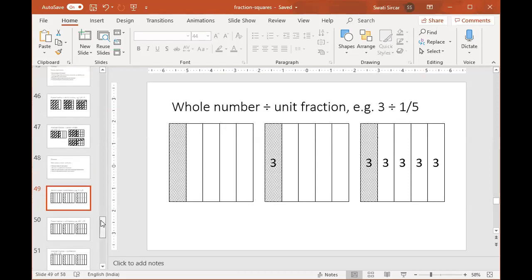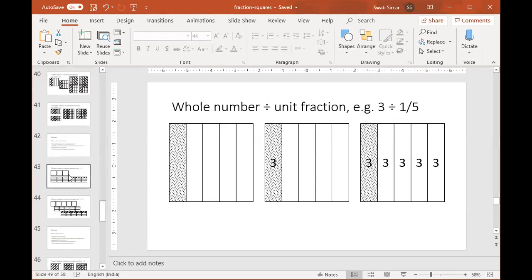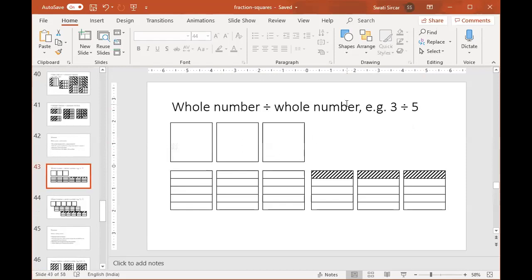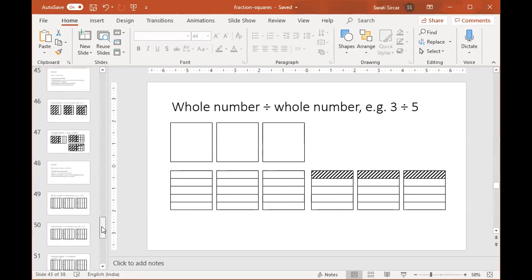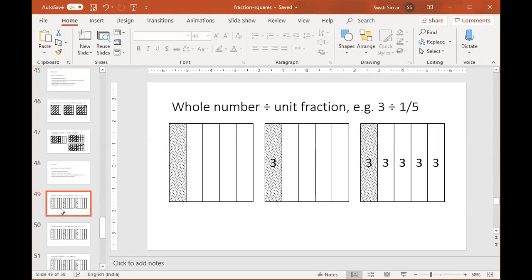Now compare this with what happens, for example, when you're dividing a whole number by a whole number. You're dividing 3 by 5. You start with 3, you divide each into 5 parts, and you take 1/5 from each. So you know that this becomes 3 by 5, which is nothing but 3 times 1/5. So here also you saw that multiplying by the reciprocal happened. Here also the same thing happened.